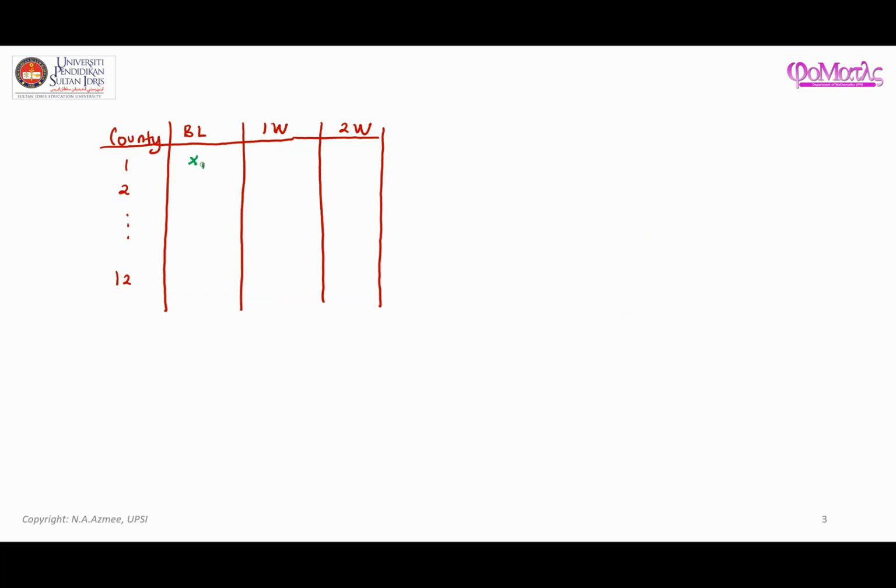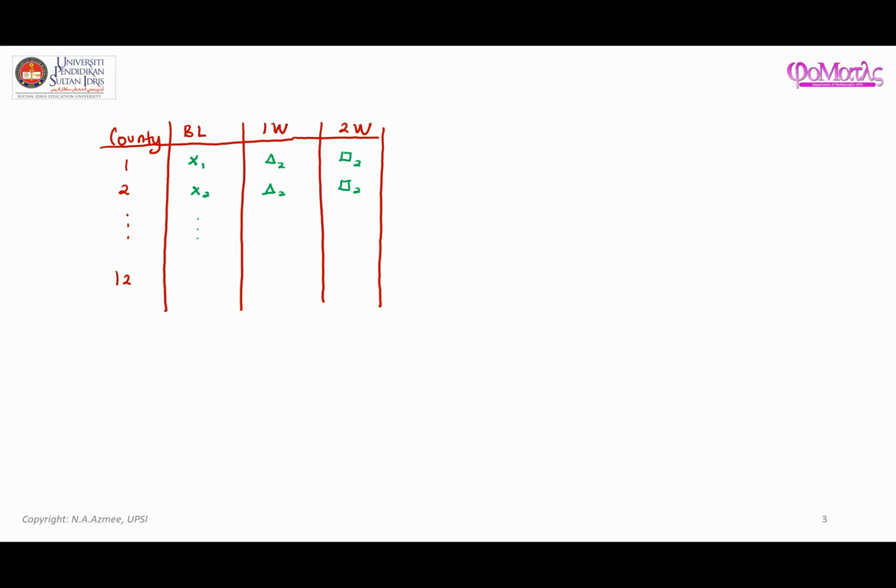X for sample 1. This is the measurement after 1 week. This is the measurement after 2 weeks. So we can imagine a different number of data, different measurements here. Similarly, x2, a different value, and so on. So that's how your data can be represented.